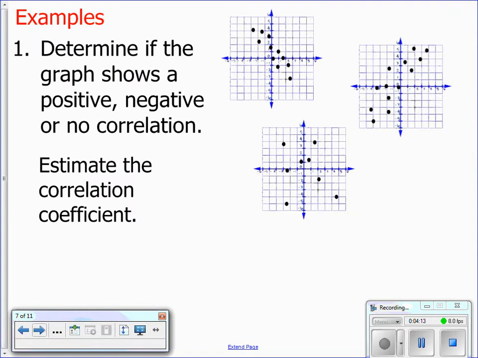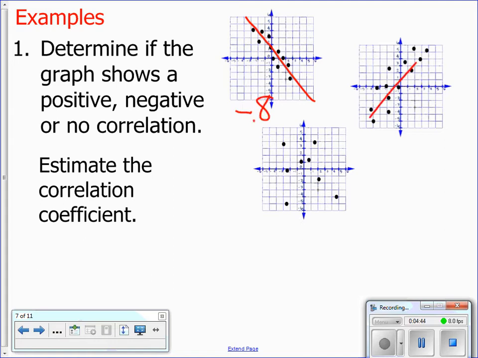So some examples. Determine if the graph shows a positive, negative, or no correlation. If we look at this first one, we can see if we draw a best fit line, that is a negative correlation. If I'm estimating the correlation coefficient, it's going down, so that automatically means it's negative. My choice is between -1 and 0. Most of those dots are pretty close to my line, so I would say -0.8.